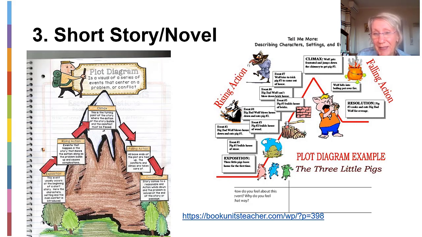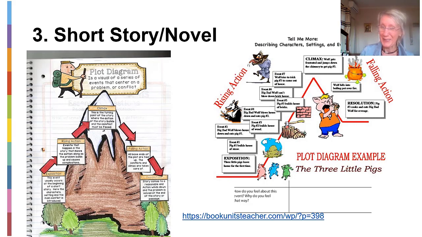What did the wolf do? The rising action: he blew it down. And the clever little piggy used bricks. Okay, we get right to the climax. What happens is the wolf can't get that pig because he can't blow the house down, and goes up the chimney and falls into the pot.